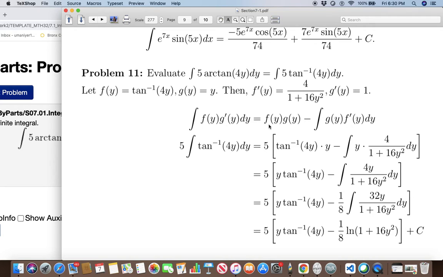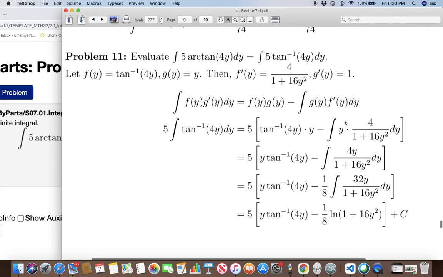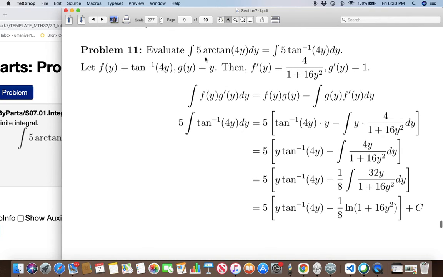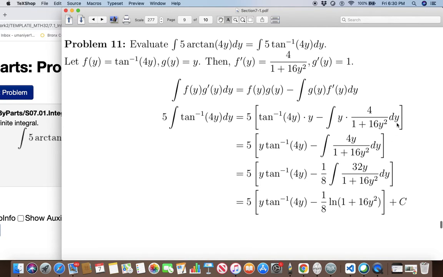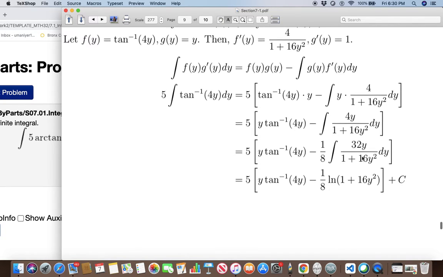Integral of f g prime is fg minus integral of g f prime. So what do we have? There was a 5. 5 arctan 4y: fg is arctan 4y times y, minus the integral. What is g? y. What is f prime? 4 over 1 plus 16y squared. So, resolve this: y arctan 4y minus the integral of 4y over 1 plus 16y squared.